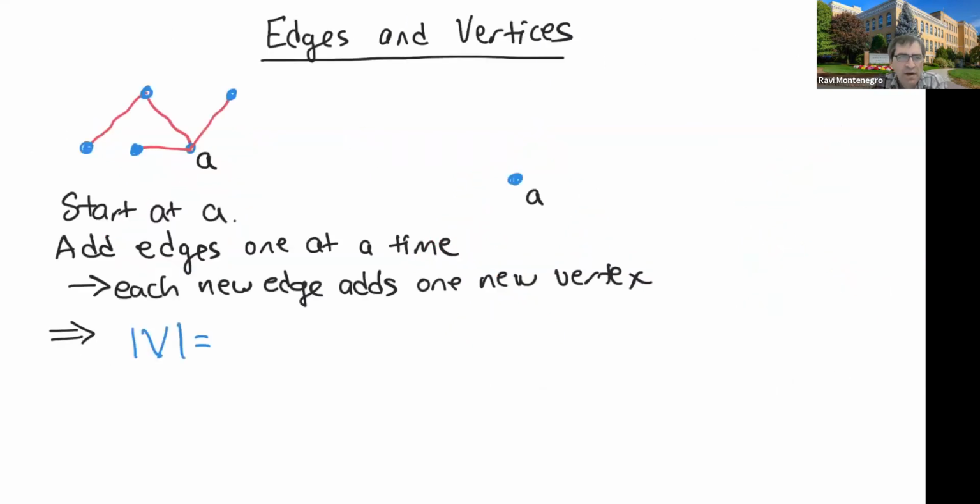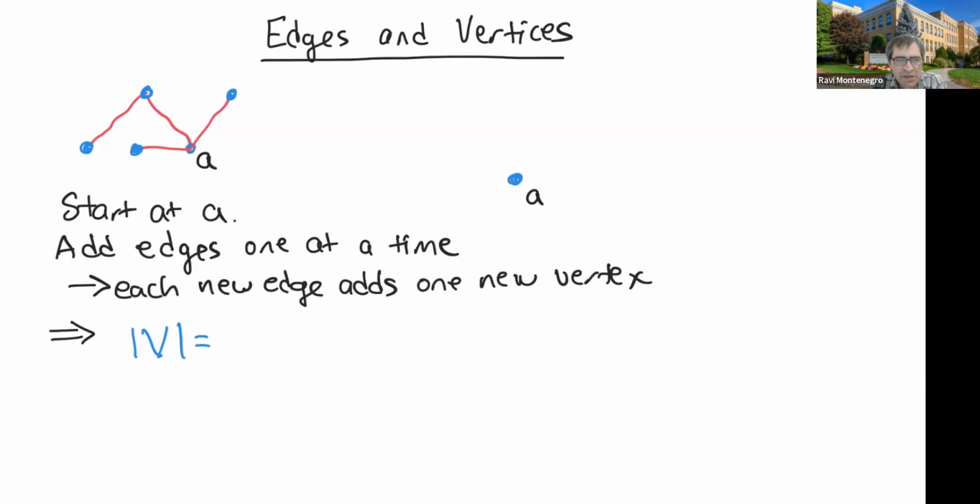Now let's look at some properties of trees. So the first property of trees we're going to look at relates to the number of edges and vertices, or how they're related to each other. So consider the little tree on the left. Note this is a tree because it is connected. You can walk around it and get anywhere you want. And it has no cycles.